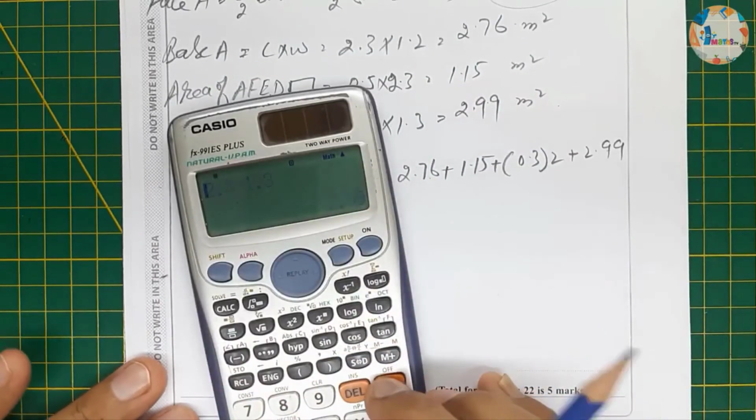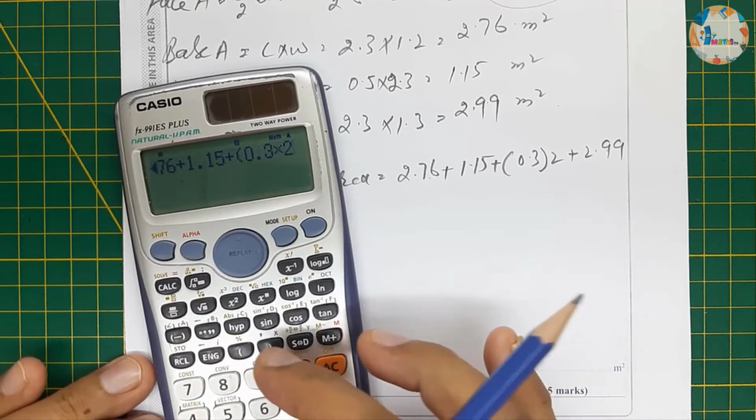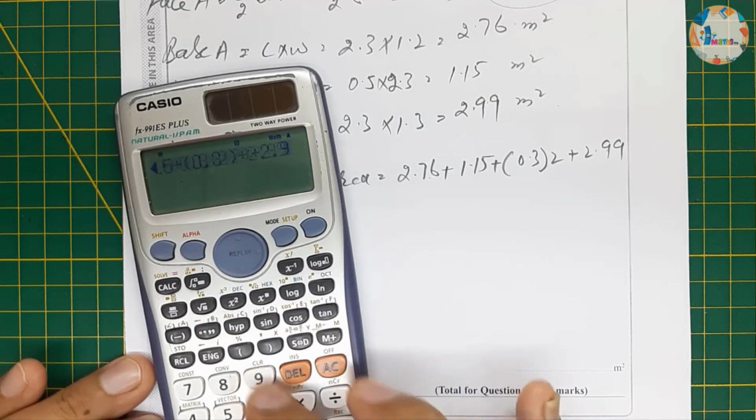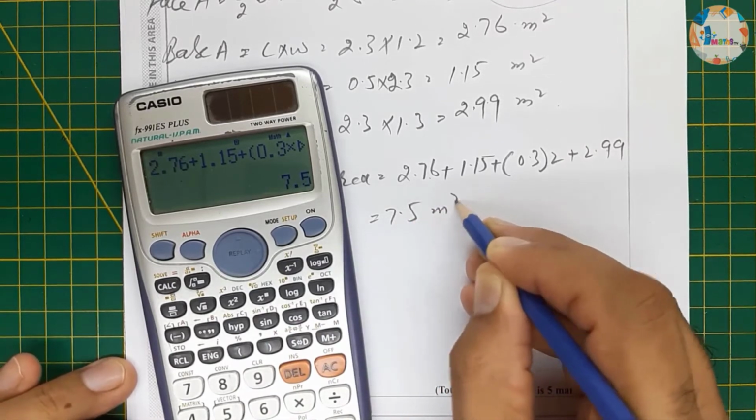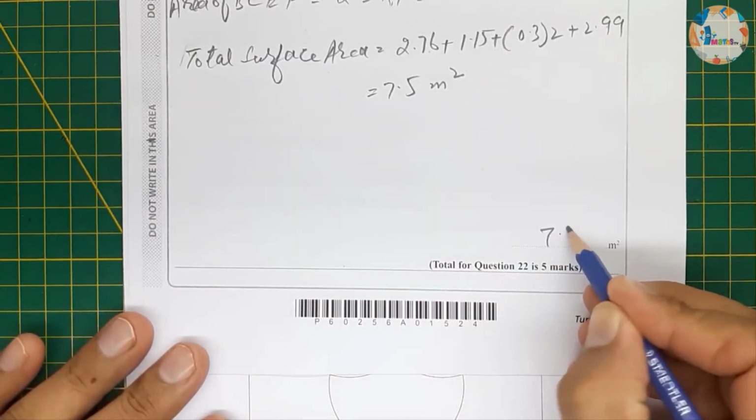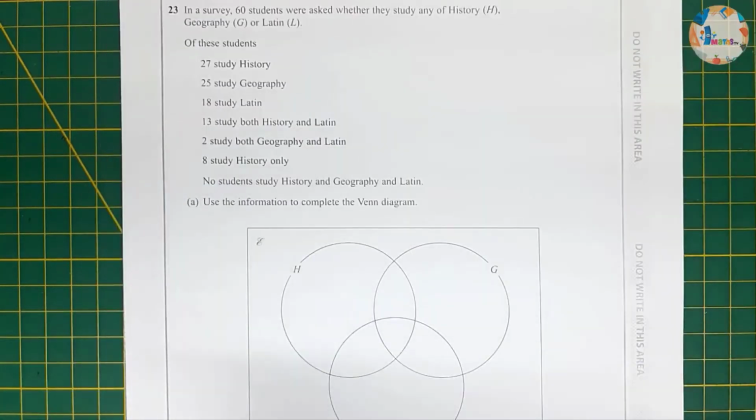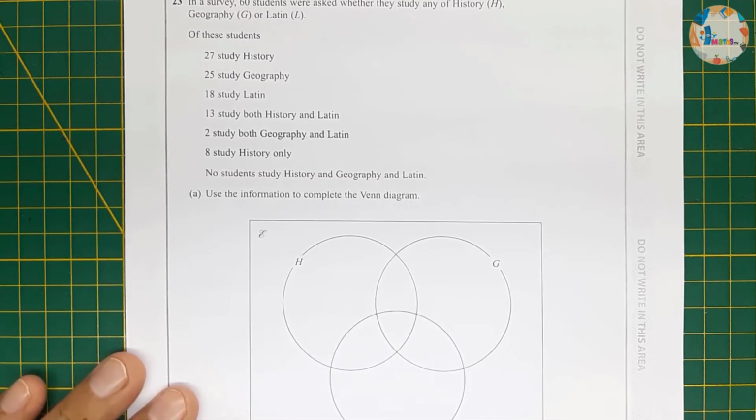So we'll have to now just calculate this. 2.76 plus 1.15 plus 0.3 into 2 and plus 2.99. This will result in 7.5 meters square. So 7.5 meters square will be our final answer. Hopefully you understood this. Now question number 23, it is saying in a survey 60 students, this is basically a Venn diagram question, and we'll have to do this one carefully.